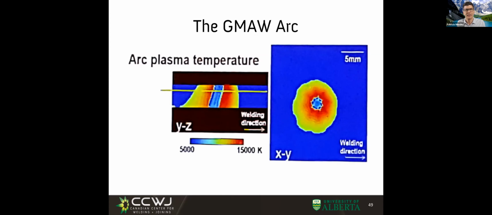I mentioned that the inner core of the MIG arc was very bright. But these people measured the temperature. And what did they get? That the core of the MIG arc is cold, more or less 5,000 Kelvin. That's very cold for a plasma. If it was argon, it's not even conducting electricity.